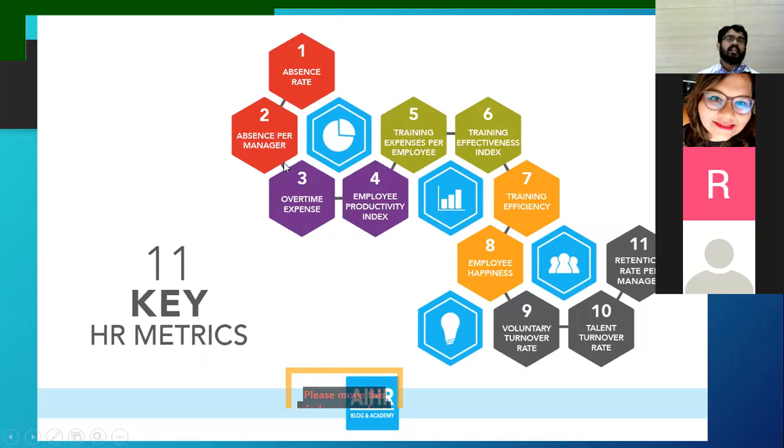Like there are managers, and under the manager there are lots of people who are working under him. So what is the absence per manager? First one was absence rate, that is related to individual employees. Second is, suppose I am a manager and I have a team of 30 people. Out of 30, how many people remain absent? That is the absenteeism in the team. So absence per manager means the total number of people absent in the organization divided by the number of managers. So you get the absence per manager. That is another tool used to assess absenteeism.